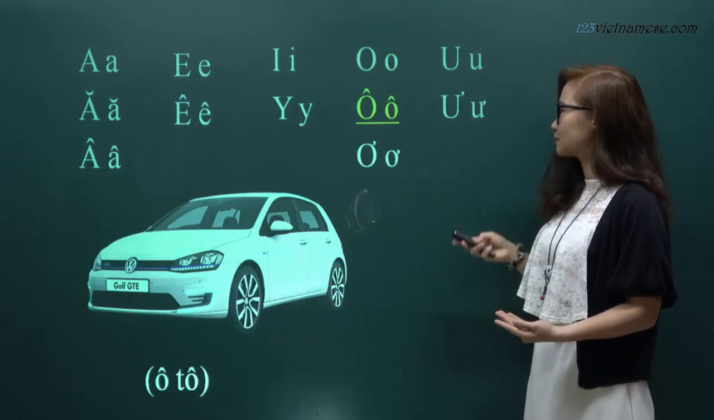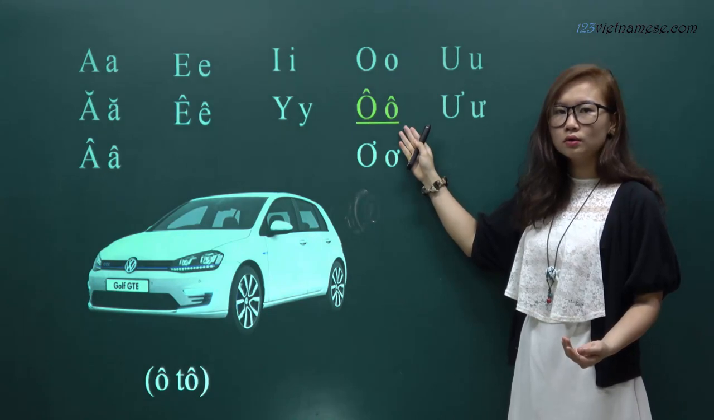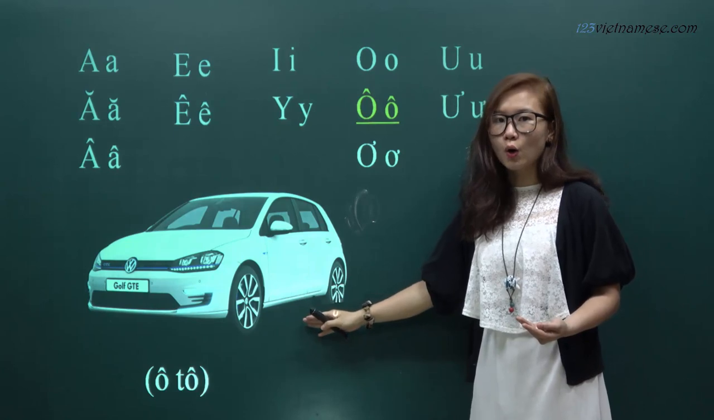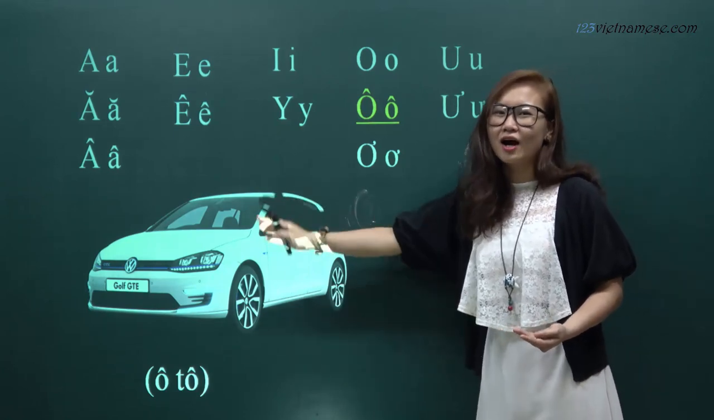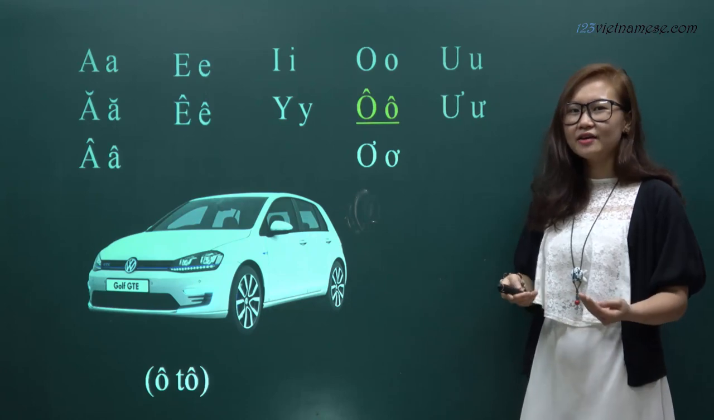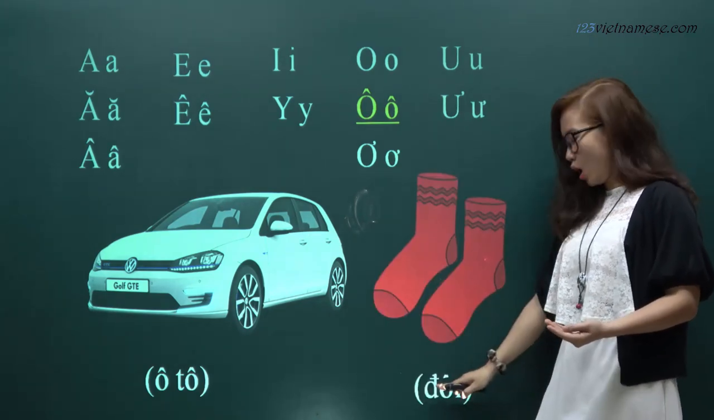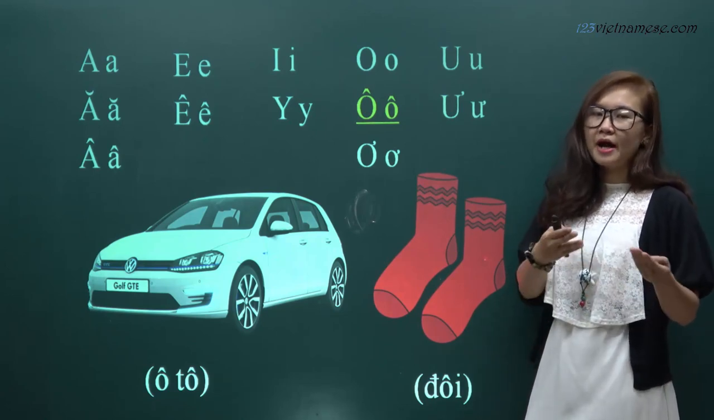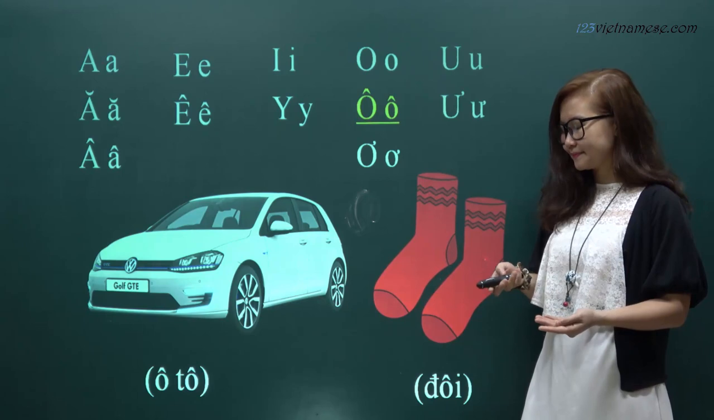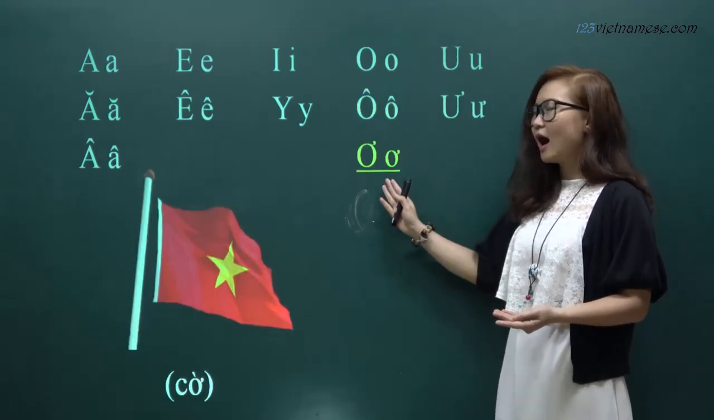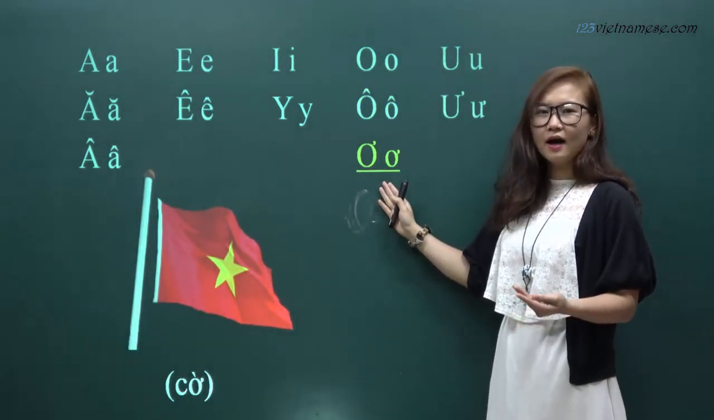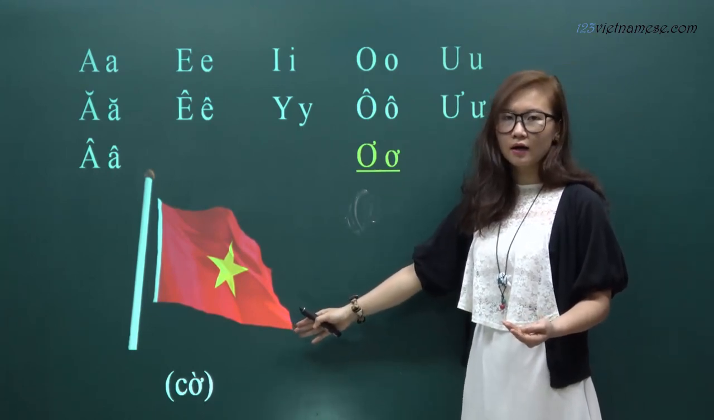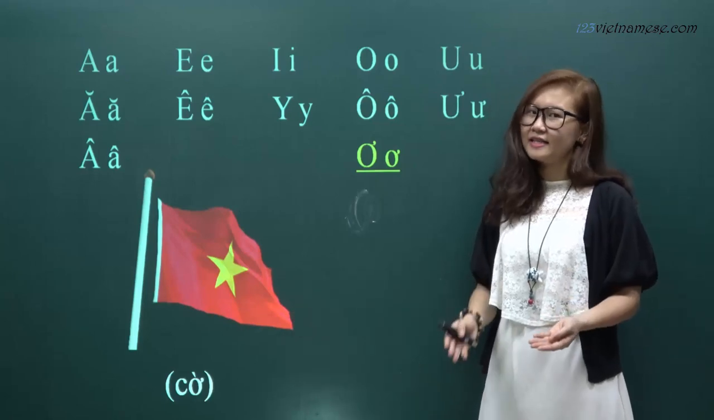Next, ô, as in ô tô. Ô tô means car. Another example is đôi. Đôi means pair or couple. For instance, cờ. Cờ means flag, and this is the Vietnamese flag.